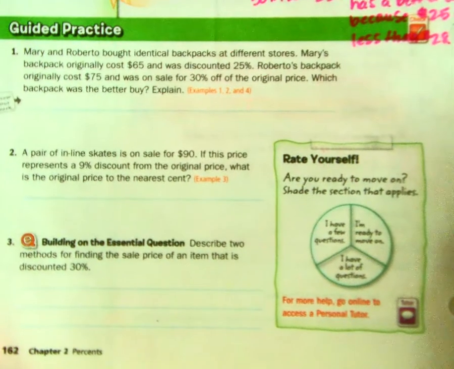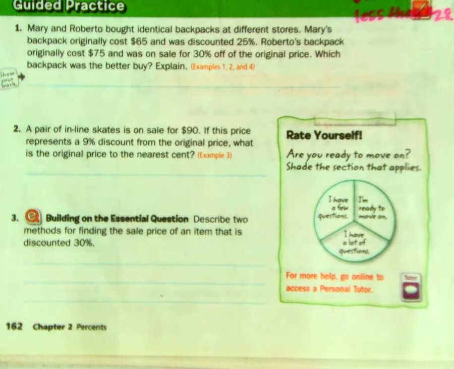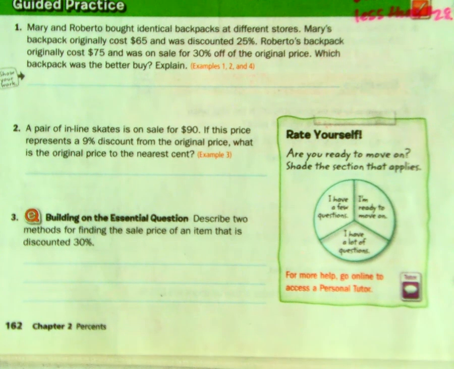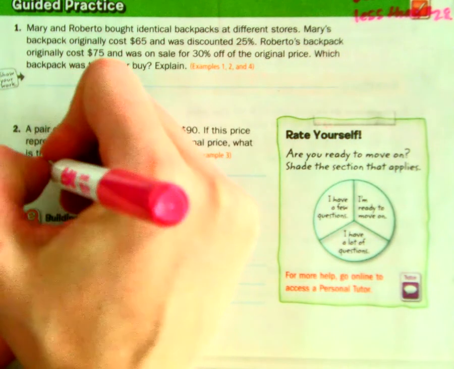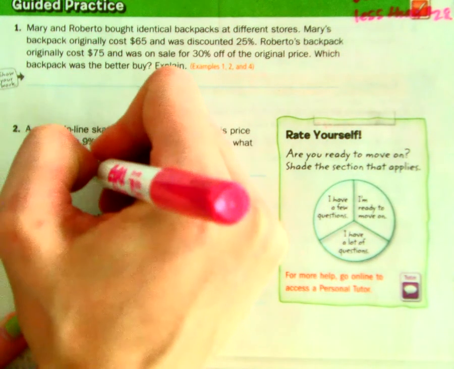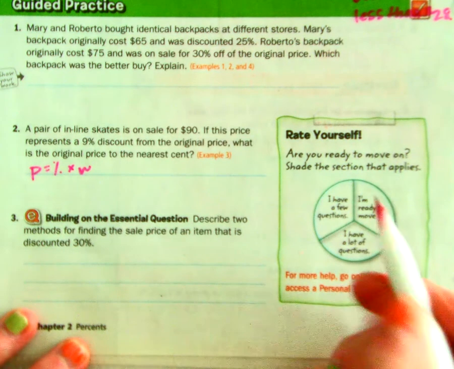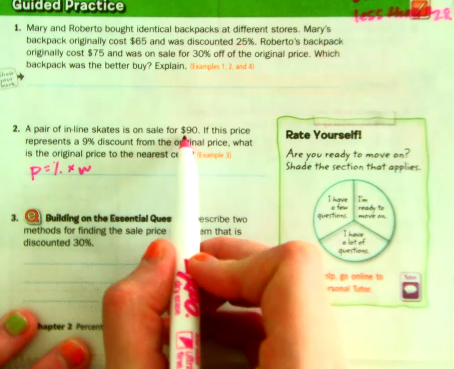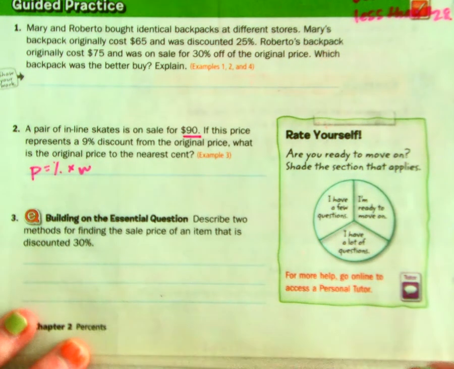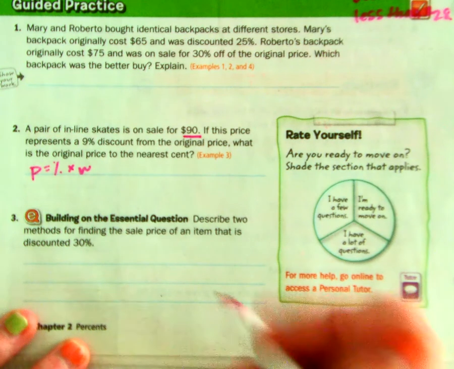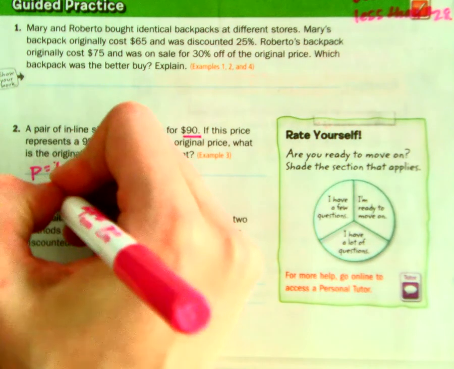Let's look at number 2. A pair of inline skates is on sale for $90. If this price represents a 9% discount from the original price, what is the original price to the nearest cent? Okay, again, when we go to find original prices, we start with our percent equation. So part equals percent times whole. And again, we fill in the pieces we know. So our skates were on sale for $90. Again, since that's a sale price, that's part of our original, so that would be our part.